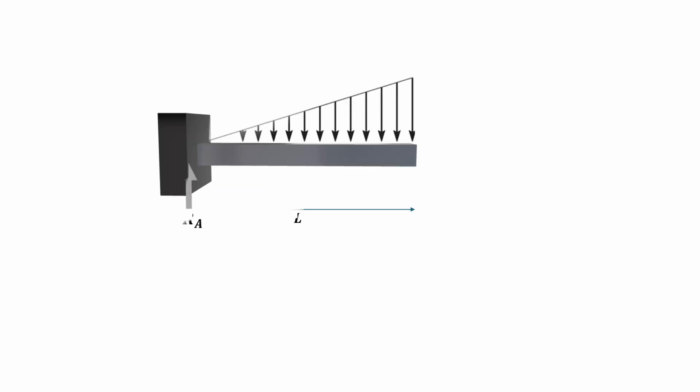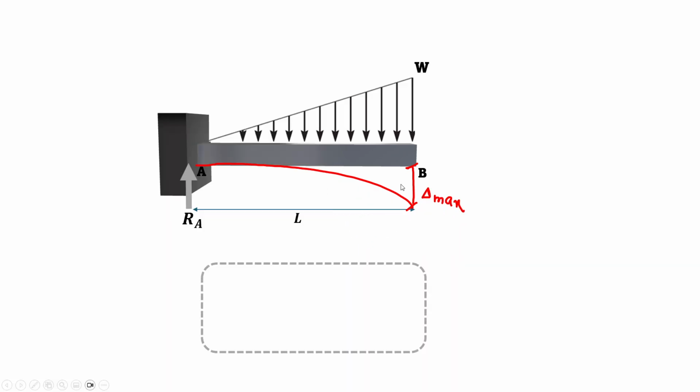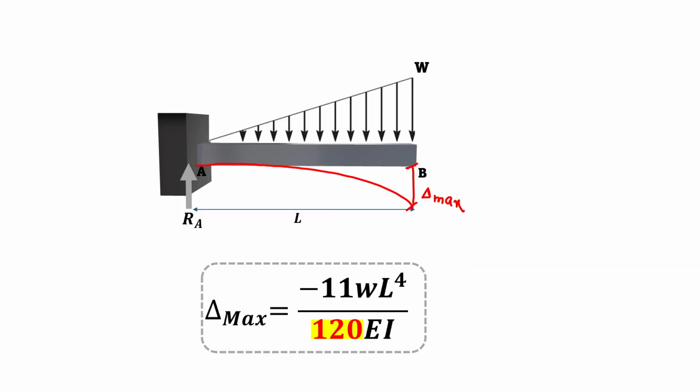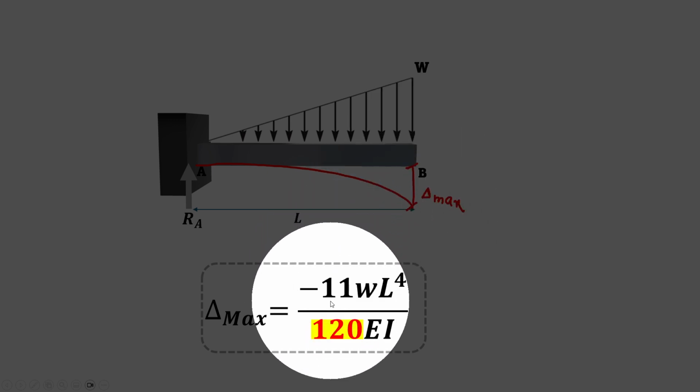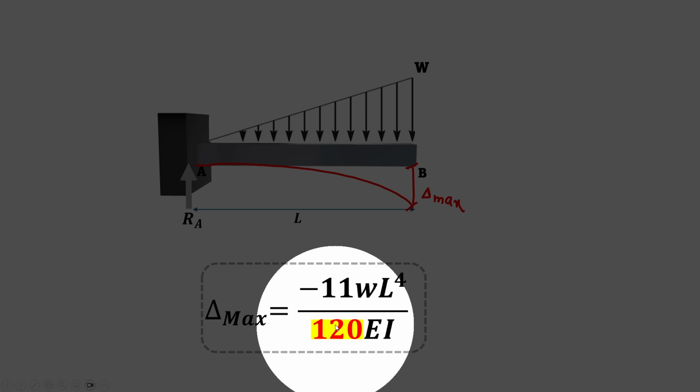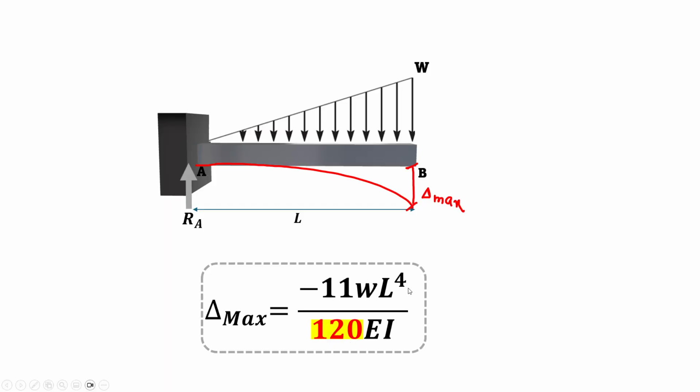As soon as we have our constants, we can rewrite our delta equation and replace x by the overall length L at free end B. Thus our delta maximum is equal to 11 over 120 WL to the fourth over EI, and the negative sign is due to the downward movement.